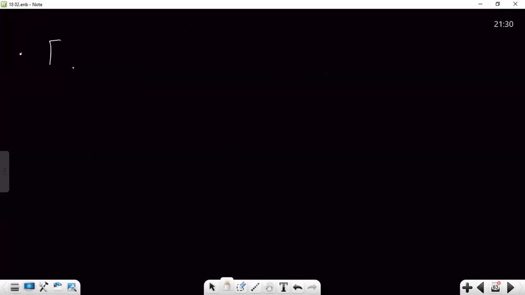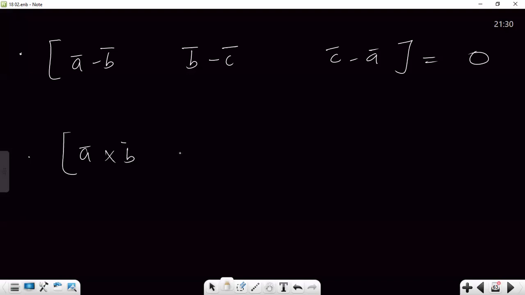One more property is that we can write A vector minus B vector, B vector minus C vector, C vector minus A vector. Their STP will be 0. Cyclical in nature, no? That's why. Or A vector cross B vector, B vector cross C vector, C vector cross A vector will be equal to STP of A, B, C vector whole square. These are direct results. Very helpful in exam.